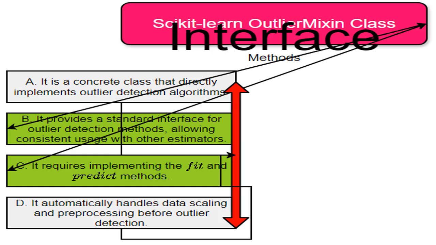I see that OutlierMixin acts as an interface. Think of it like a blueprint. It doesn't do the outlier detection itself, but it defines how any outlier detection algorithm should behave when integrated with scikit-learn. This ensures consistency across various algorithms. It's all about establishing a common language, so different outlier detection methods can play nicely together.